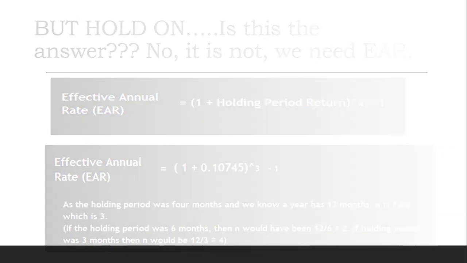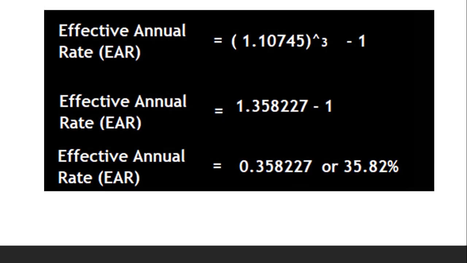Put in all the numbers. Sometimes you hated mathematics or algebra in school, and you forgot to do those basic things. Solve the bracket first, as you can see. Raised to the power 3, which gives us 1.358227. Then we subtract 1, and that gives us 0.35827.